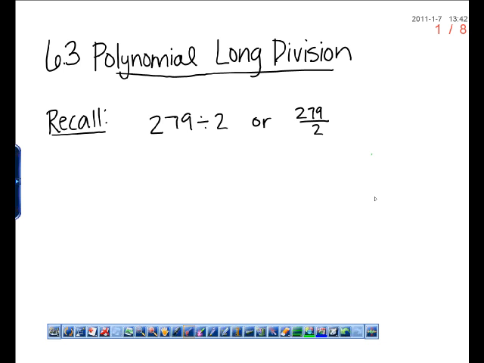You would either see it written with this division sign right here or with the fraction bar, 279 over 2. So, if you'll remember, when we write this, we put the 2 on the outside, and then inside we put the 279. Okay? Now let's try and remember our steps for long division.